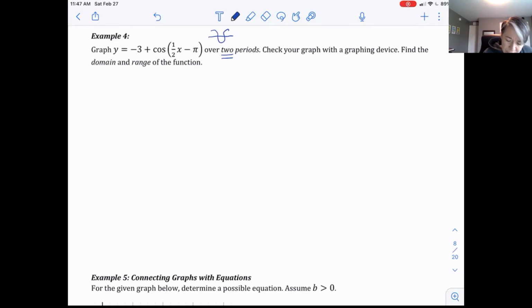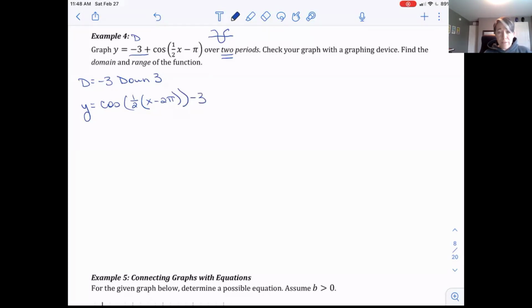Be careful. This is a -3 plus cosine. It is not multiplied, so that is not our A. This is actually our D value of -3, which means we're going to move down 3 units. Now, I also want to factor out that 1/2. So if we get y equals, I'm going to move that -3 to the right-hand side. So we would have cosine of 1/2 times x minus 2 pi. I'm going to put that plus -3 here at the end.